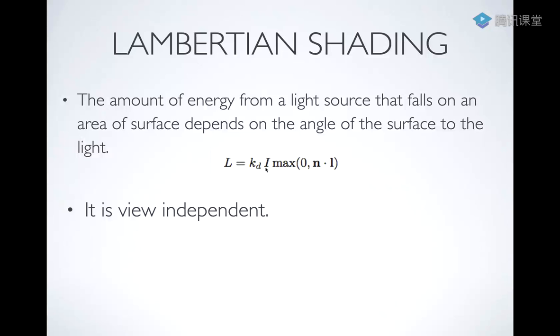And we multiply by the light intensity. So this is the light intensity, or maybe light color, and there's a coefficient. This coefficient is called the diffuse term, and actually this term is kind of complex.